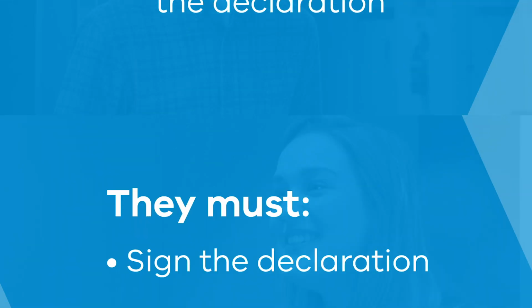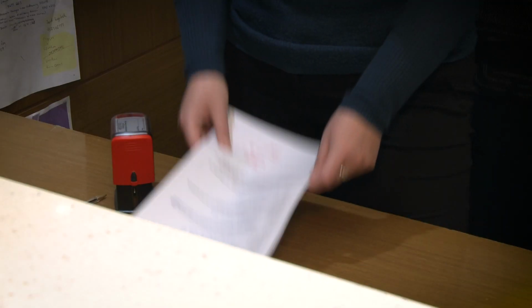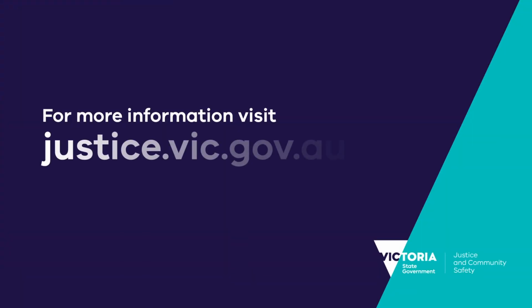The witness must sign and write, type or stamp their name, personal or professional address, and their qualification as a statutory declaration witness. You have now made your statutory declaration. For more information, including a copy of the form and a list of people who can witness statutory declarations, visit justice.vic.gov.au.